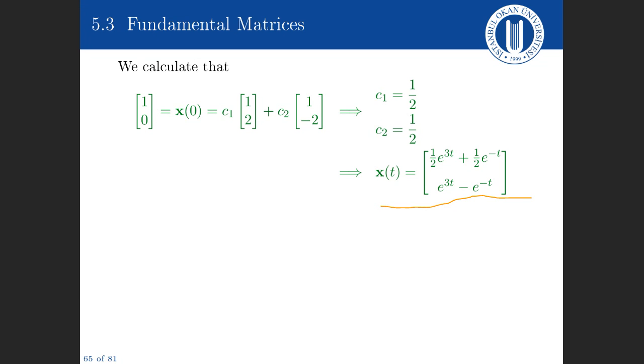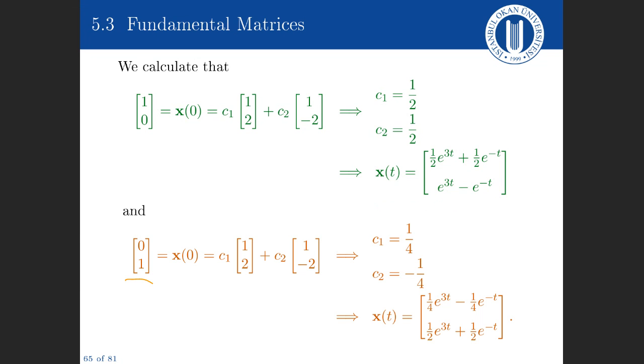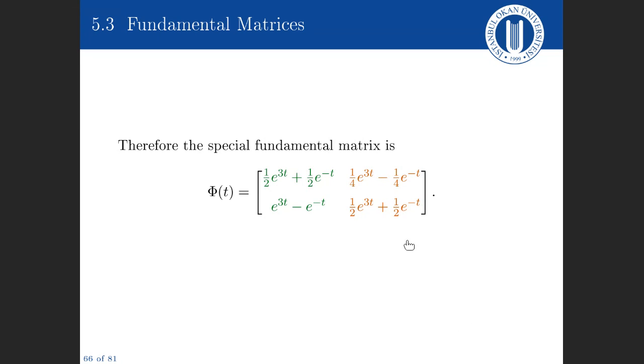And then we do the same for the right column. Now starting with the initial condition (0,1), we find that the constants must be a quarter and minus a quarter. So now we have this orange function, a quarter e to the power 3t minus a quarter e to the power minus t, a half e to the power 3t plus a half e to the power minus t. This is going to be the right column of our special fundamental matrix. So here we are. Put it in. Left column is the green function, right column is the orange function. We have our special fundamental matrix.